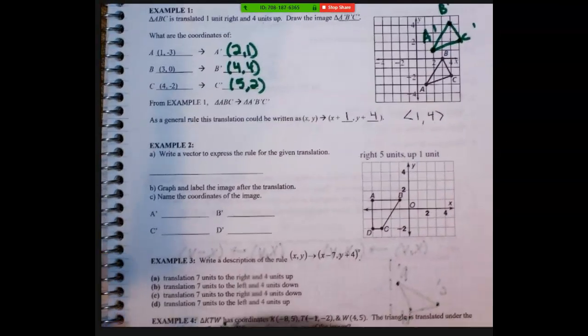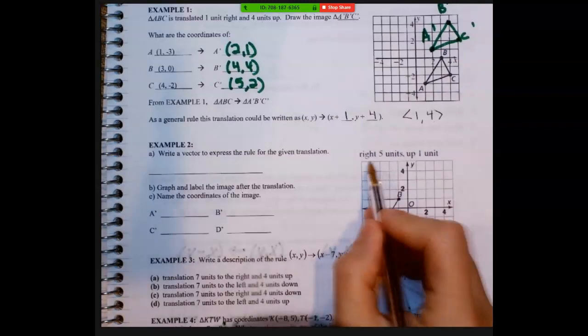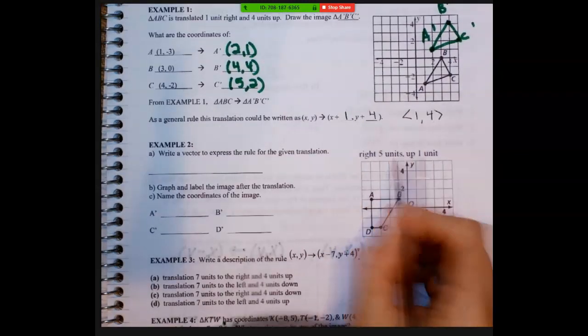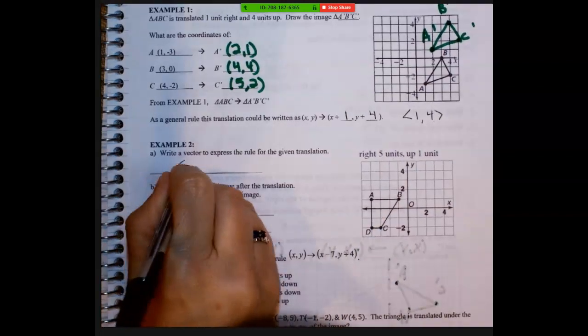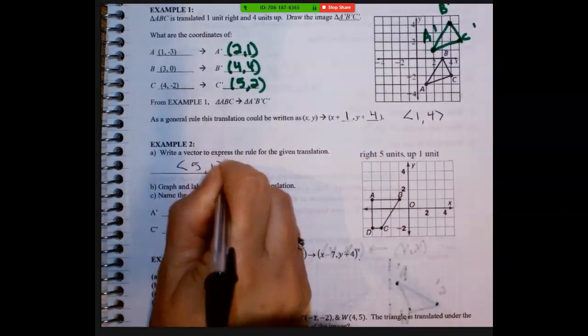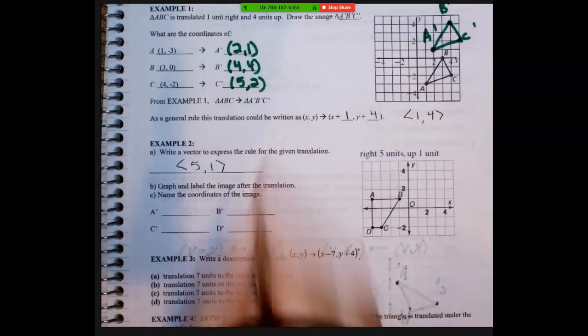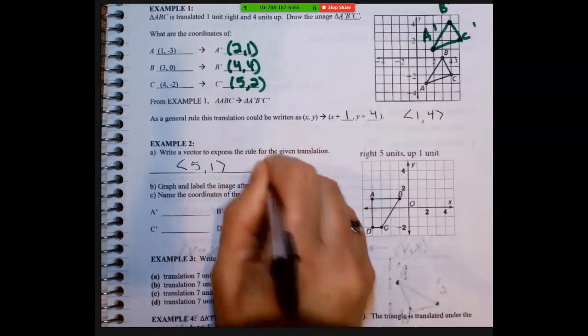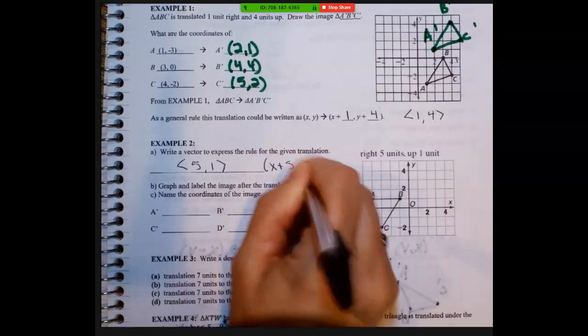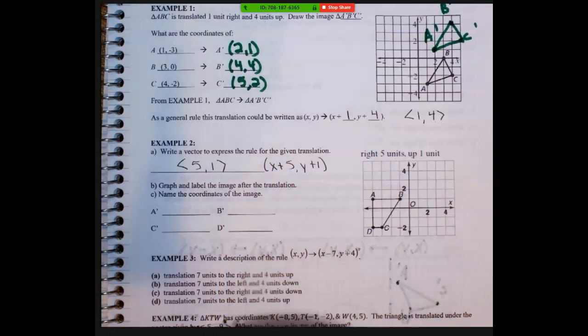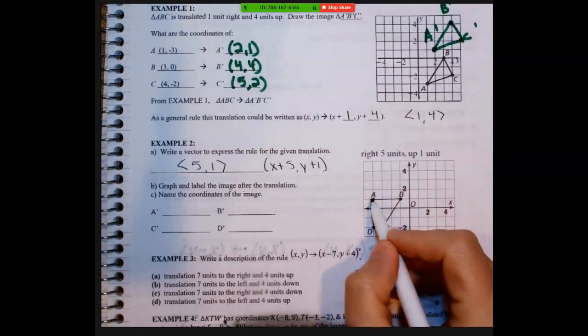Okay, let's move on to the next one. It says write a vector to express the rule. They want us to go right 5 and up 1. So as a vector, that would be <5, 1>. If we wanted to write it in algebraic form, that is x plus 5 and y plus 1. So we want to take each one of those and apply that same rule. Again, we can do it algebraically or we can do it graphically. Because I have the graph, I'm going to go with that.